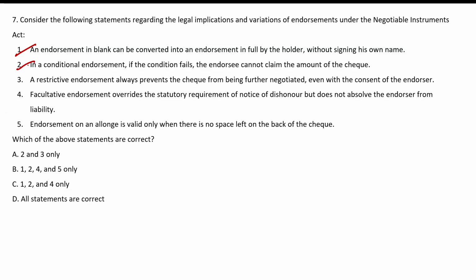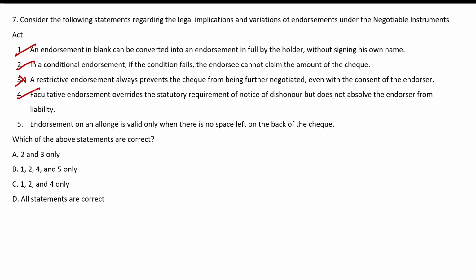A restrictive endorsement always prevents the check from being further negotiated even with the consent of the endorser. So this is not correct. A restrictive endorsement may limit the negotiation but not always. So this is not correct. Facultative endorsement overrides the statutory requirement of notice of dishonor but does not absolve the endorser from liability. This statement is absolutely correct.